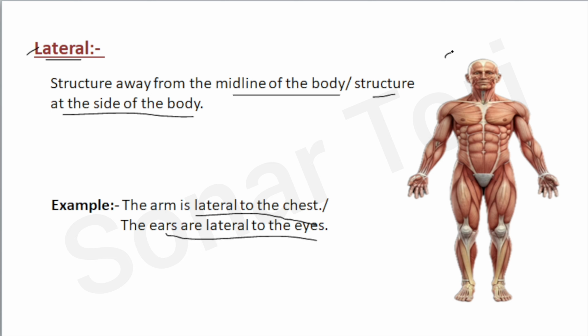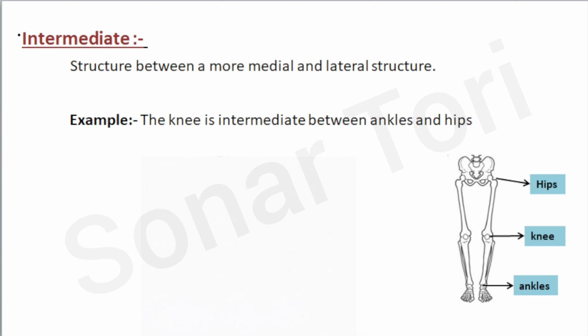See in this figure that arm and ear both are present away from the midline as compared to the chest and eyes. So that's why we can say that the arm is lateral to the chest and the ear is lateral to the eyes. Then intermediate: any structure, body part or organ that is present between a more medial and a lateral structure is called intermediate. For example, the knee is intermediate between the ankle and hips. You see in this picture that this is the hips, this is the knee and this is the ankle, and the knee is present between the hips and ankles. So that's why we can say that the knee is intermediate between the ankle and hips.